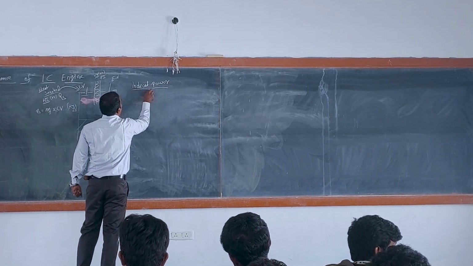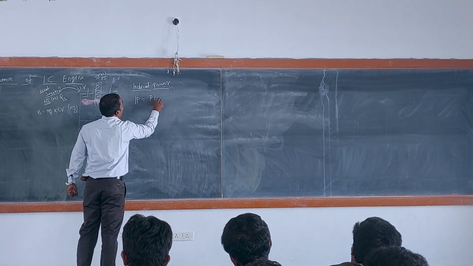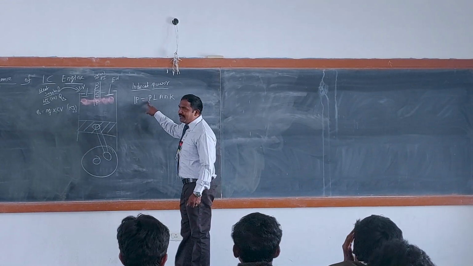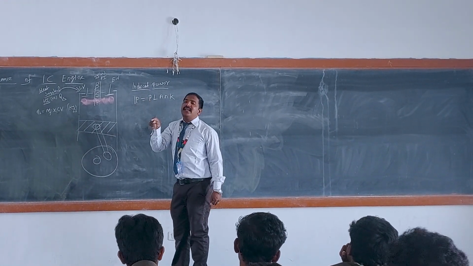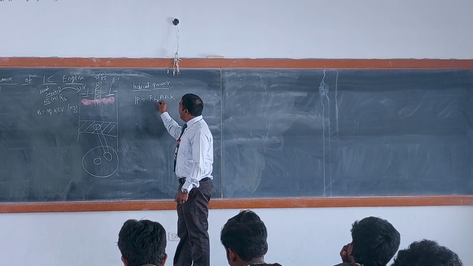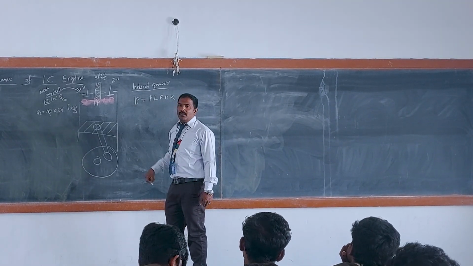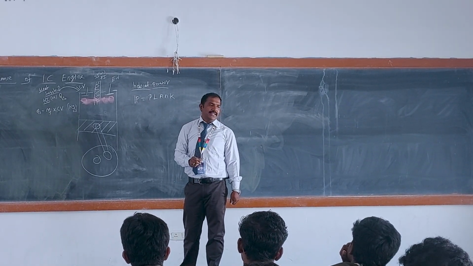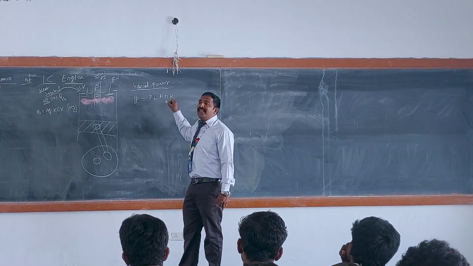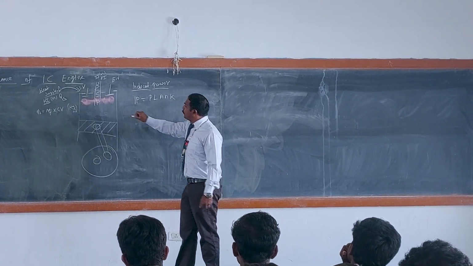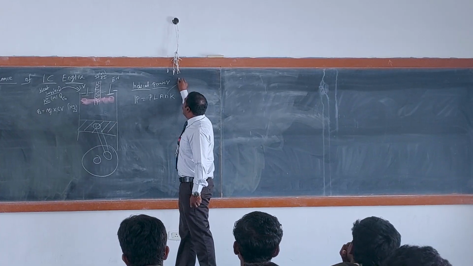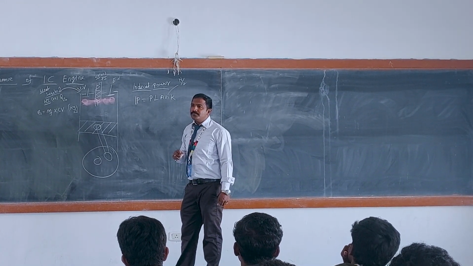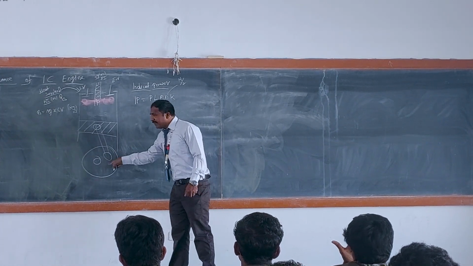The formula we call PLAN: P-L-A-N. P is indicated mean effective pressure. L is the length of the stroke. A is the cross-sectional area. N is the number of power strokes. If it is a 4 stroke engine, then N by 2. So why N by 2? In a 4 stroke engine, how many revolutions?